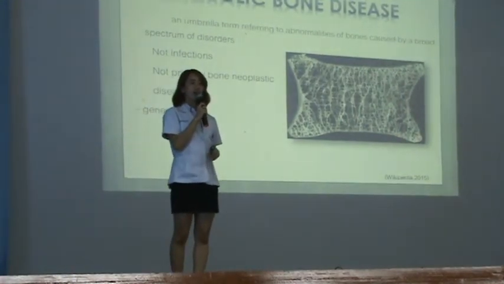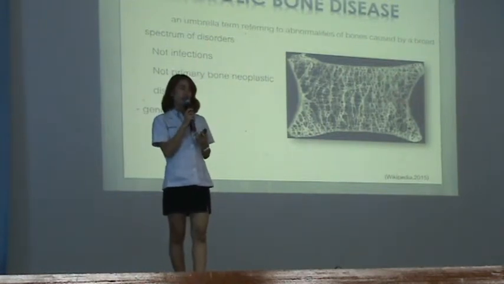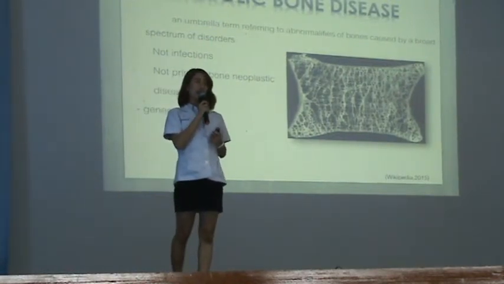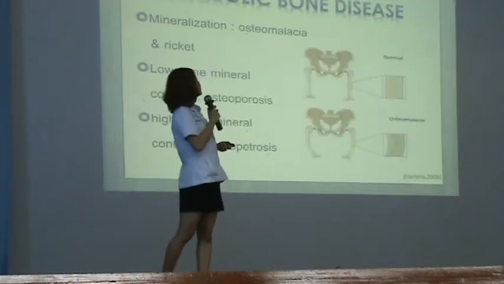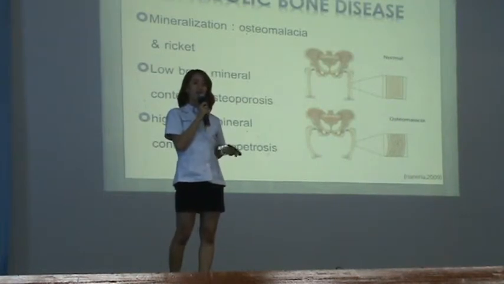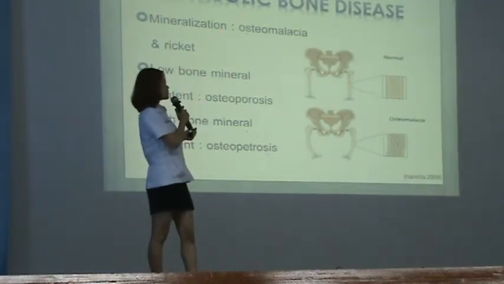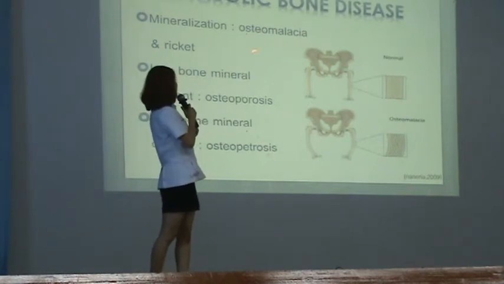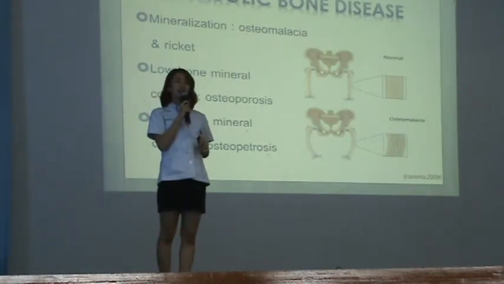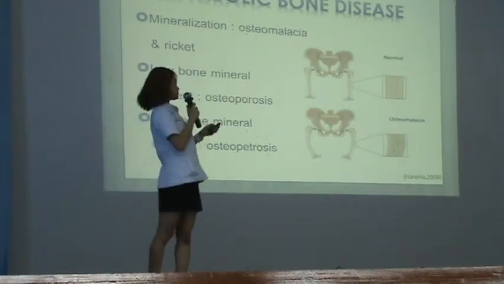Metabolic bone disease is an abnormality of bone. It's not an infectious disease and it's not bone cancer. It's commonly found in older persons. Abnormality of minerals is an important cause of bone disorder. There are two types. The first one is mineralization disorder, such as osteomalacia and rickets. The second is low and high bone mineral content.